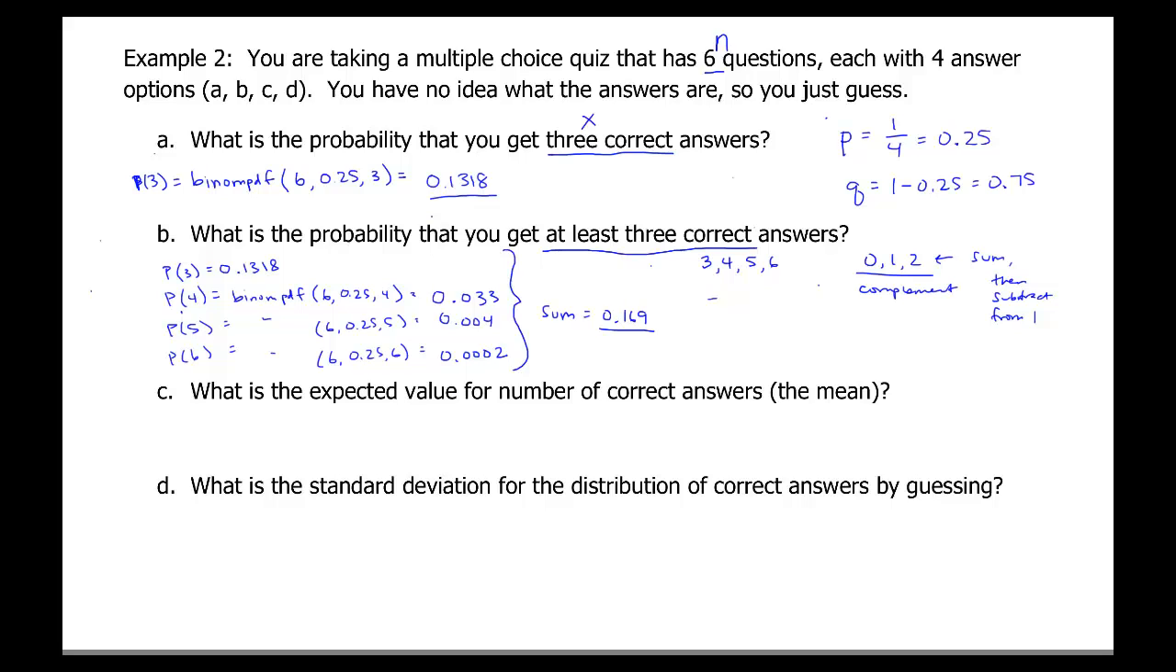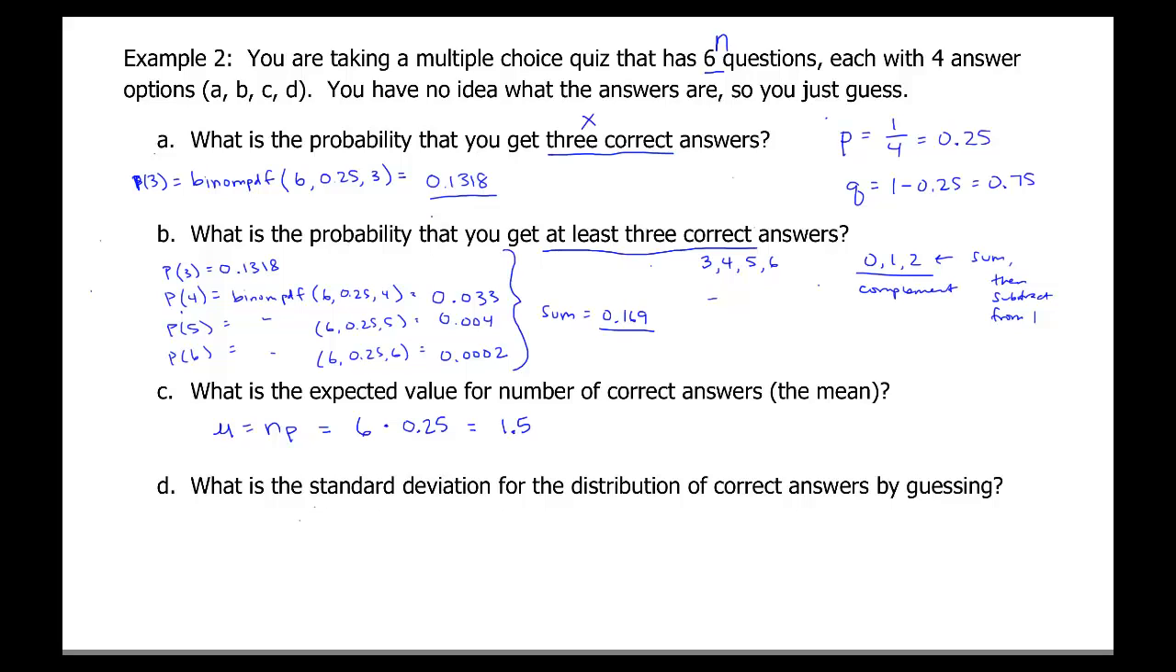The next one, the expected value for the number of correct answers, the mean. Remember, mean is expected value. And we know that that's n times p. N is 6, there are 6 questions. P is the probability of guessing one correctly, 0.25. So the expected number that you would get right by guessing is 1.5 out of the 6.